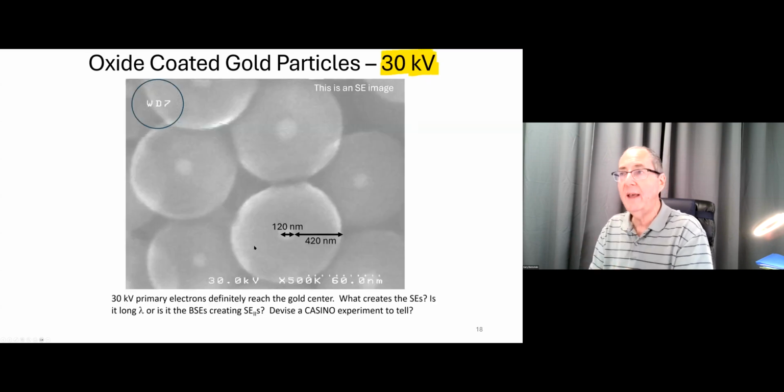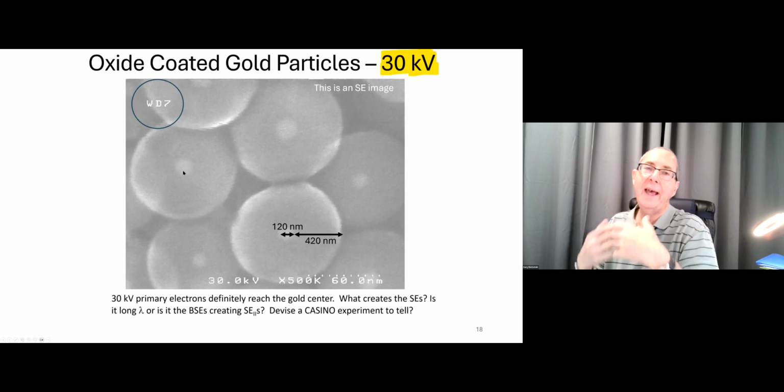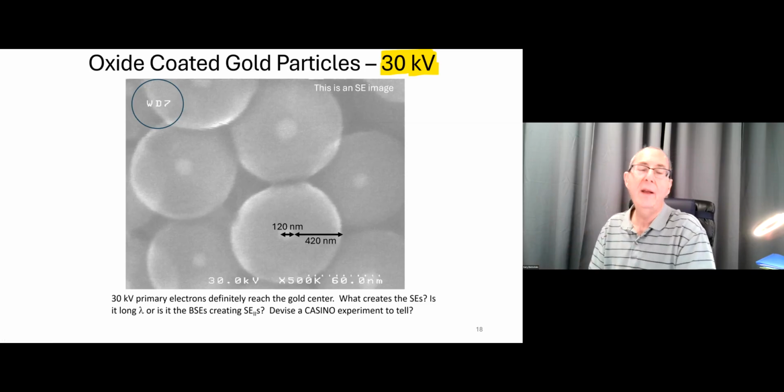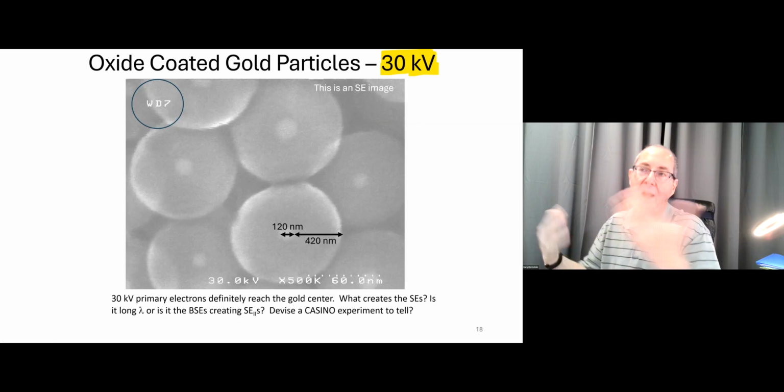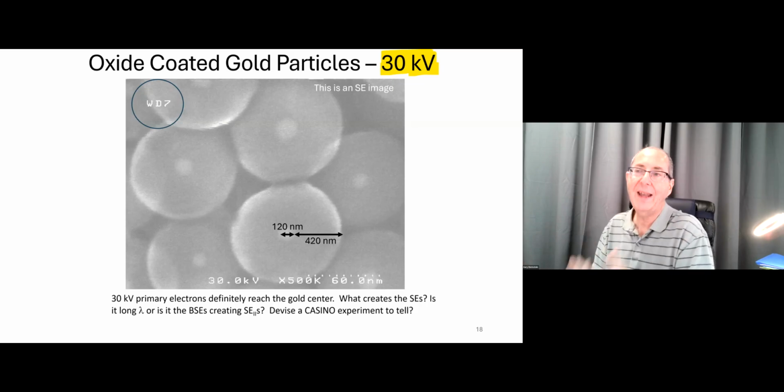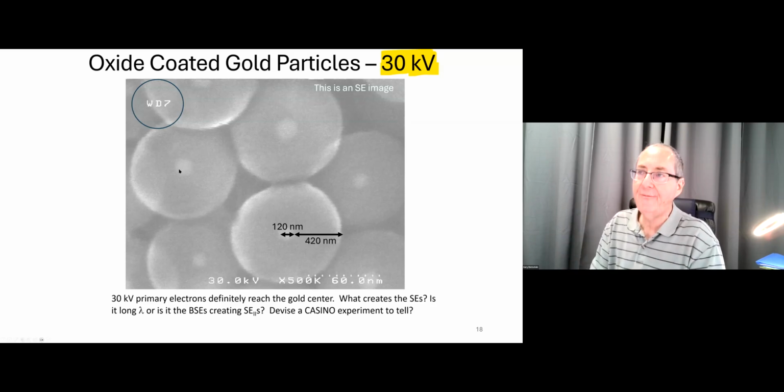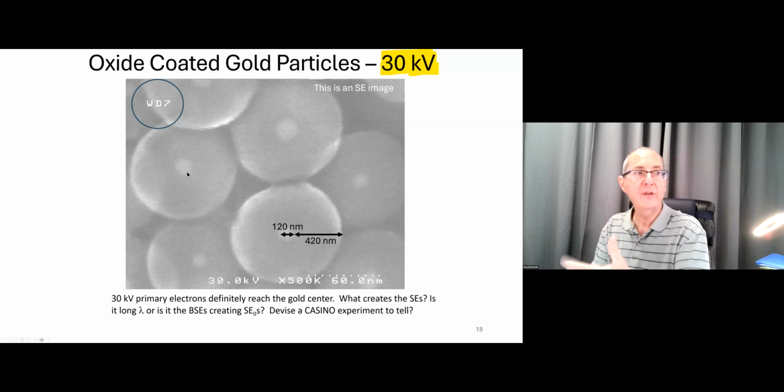But when we used 30 kV, those electrons went in, they hit the gold, and for reasons I won't get into right now, they generated more secondary electrons on their way out. That is a phenomenon, but it's not what I'm talking about here. What I'm trying to tell you is that the backscattered electrons generated information by ricocheting off of these gold centers, and they became visible. So this is my best example of this kind of thing.